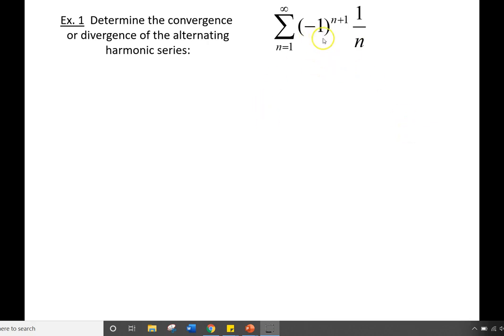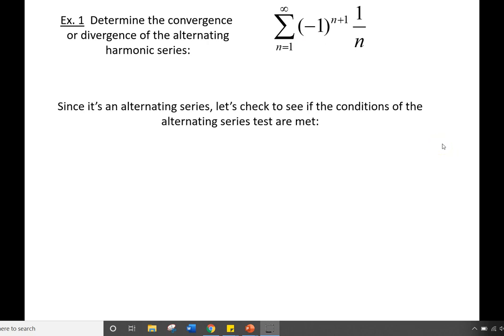So now this is alternating because of this -1 in the front. So let's check those two conditions we just talked about. First of all, if we take the limit as n goes to infinity of just a sub n, which in this case is 1/n, that gives us 0. So that first condition of the test is met. The second condition, remember, is that the sequence itself for 1/n has to be decreasing.